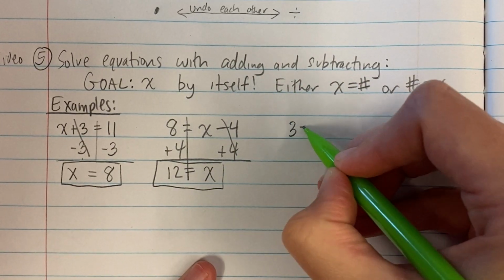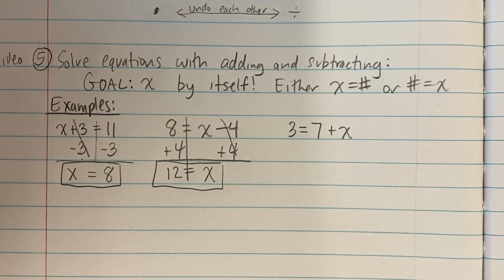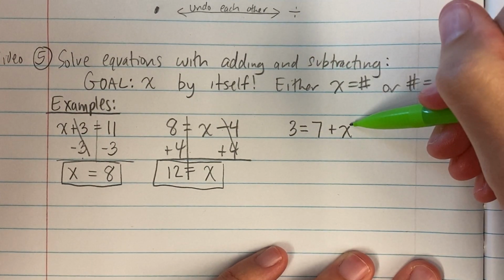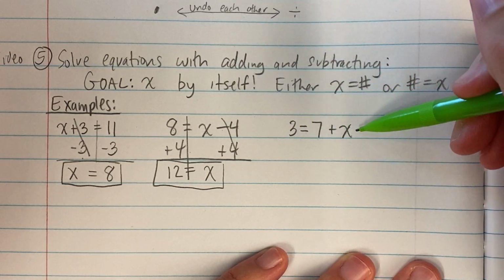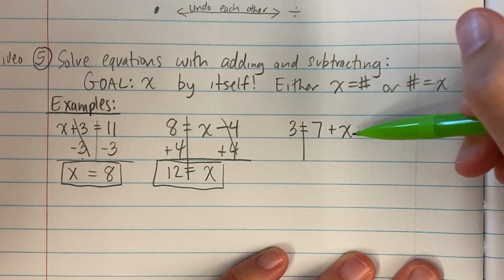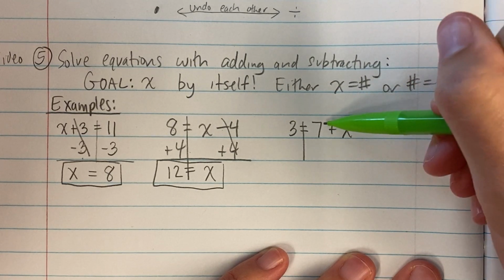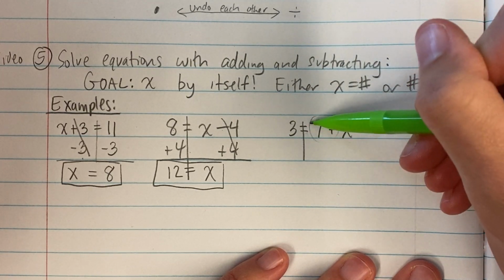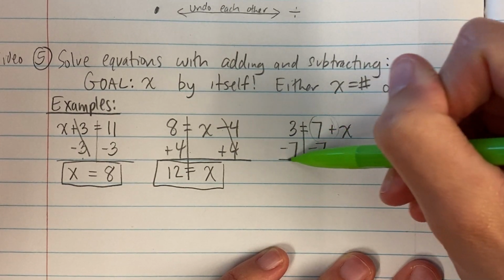Here's another one. This time I have 3 equals 7 plus x. Now this time, instead of having x plus 7, I have 7 plus x. It doesn't matter. With adding, we can add in any order. 3 plus 5 and 5 plus 3 are the same. So in this case, if I want x by itself, I need to get rid of this 7. It's a positive 7, and it's being added. So I'm going to go ahead and subtract 7.